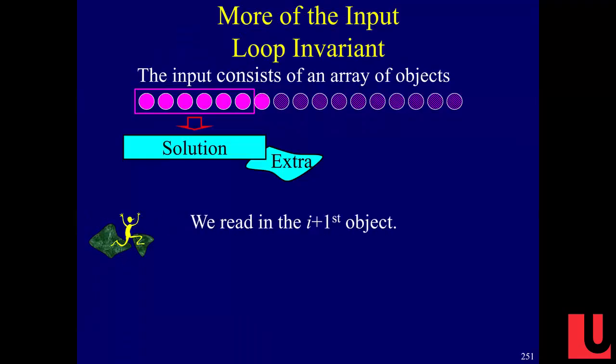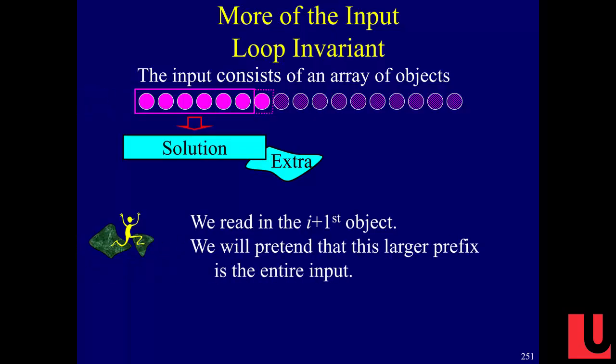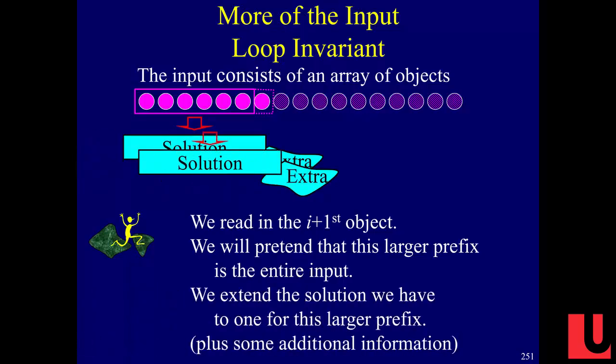So how do we go forward? How do we take a step? Obviously, you look at more of the input. You look at the next object, and then you think this extended thing is the input. And as such, you have to calculate the new solution.